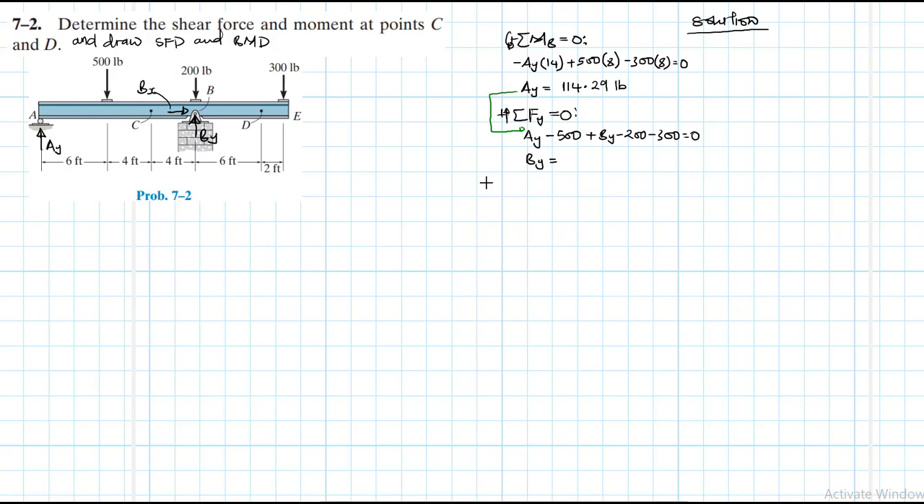and once we do so, we'll find that our BY is just going to be equal to 114.29 minus 500 minus 200 minus 300, and this gives us BY equal to 885.71.